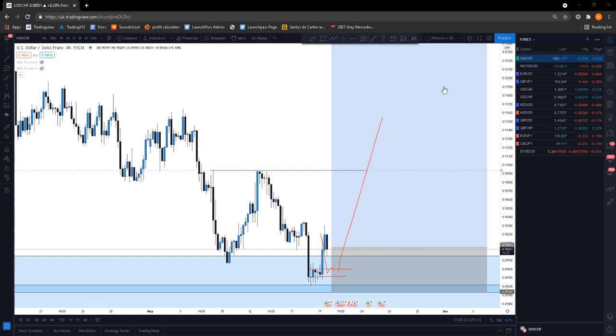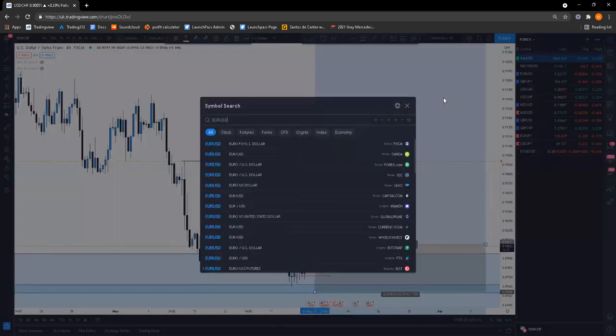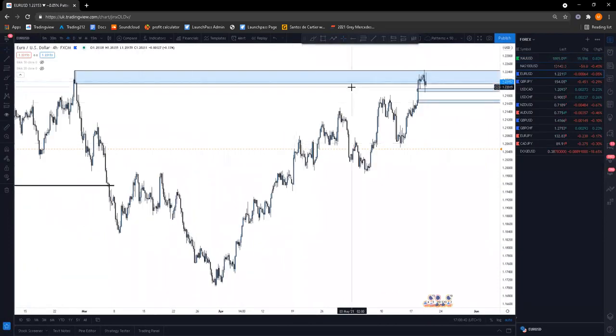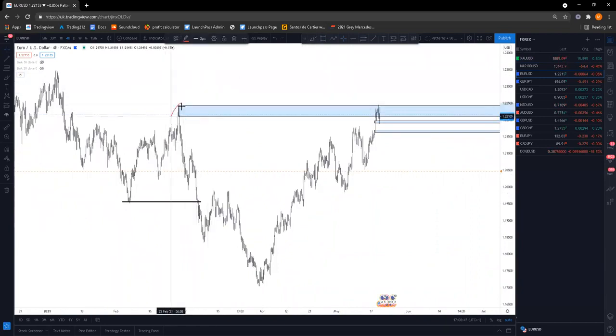So Rafa asks, Euro USD messed up. Yeah, I'll show you why Euro USD messed up. So if we go on to Euro USD, I called Euro USD, and it ended up stopping me out. So what I was expecting for the market to do is come into our OB here and then sell off some more.